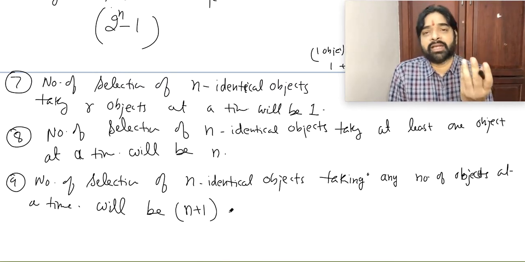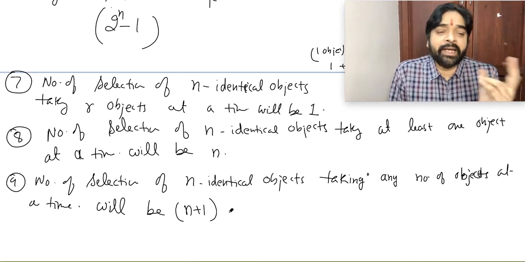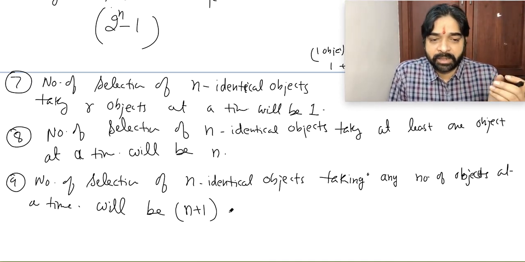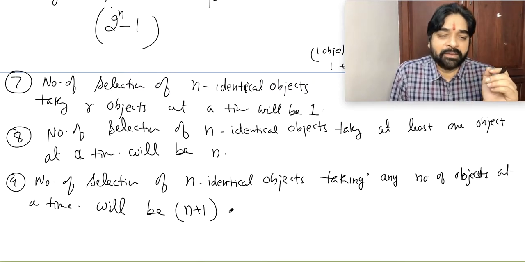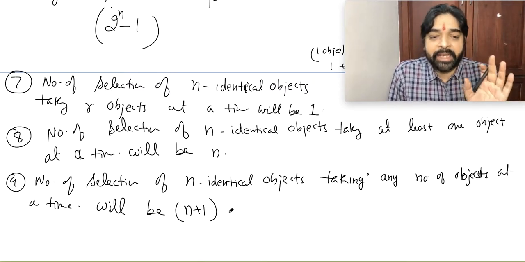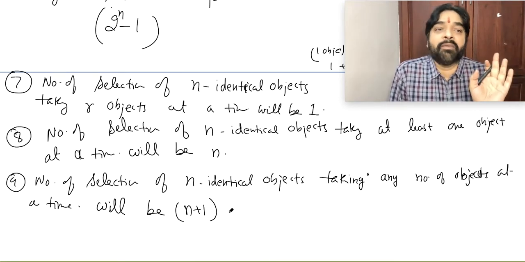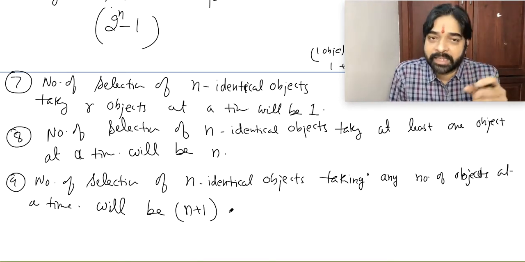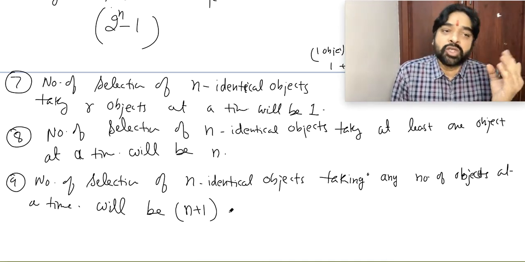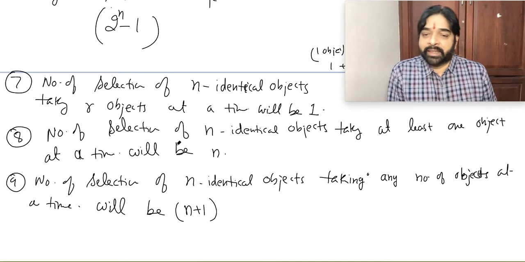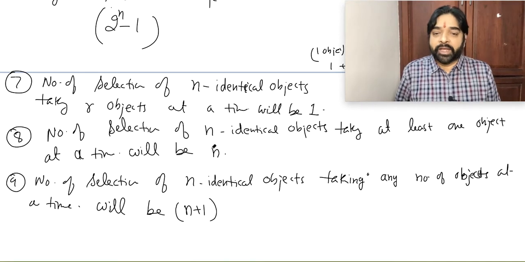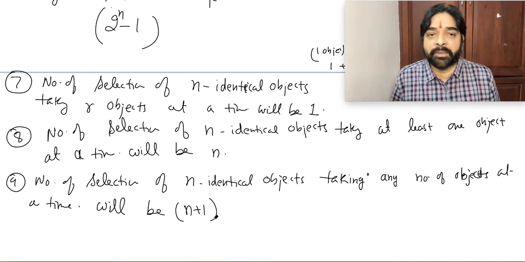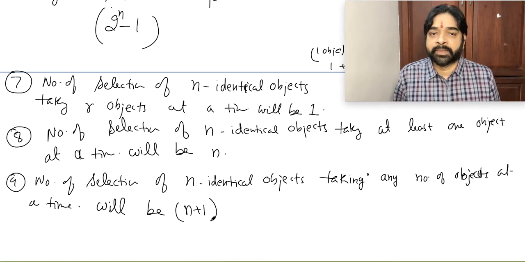Why think this much? Simple things. We have to select any number of objects, means from the previous. Some people are thinking 1. How will it be 1? It will be n plus 1. Any number of objects at a time means what? Either I can select 0 objects, or 1 object, or 2 objects, or 3 objects, so on till n. Basically, this plus the 0 selection, which is one way. So here n becomes n plus 1. Did you understand, everybody? Is this clear?